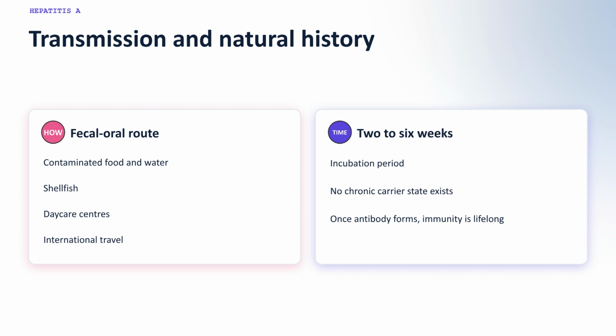And here is the crucial fact. There is no chronic carrier state for hepatitis A. None. Once the antibody forms, immunity is lifelong. So a patient who has had hepatitis A cannot get it again and cannot transmit it years later.